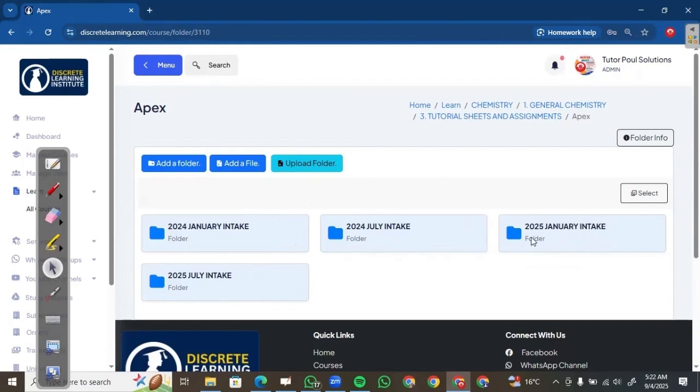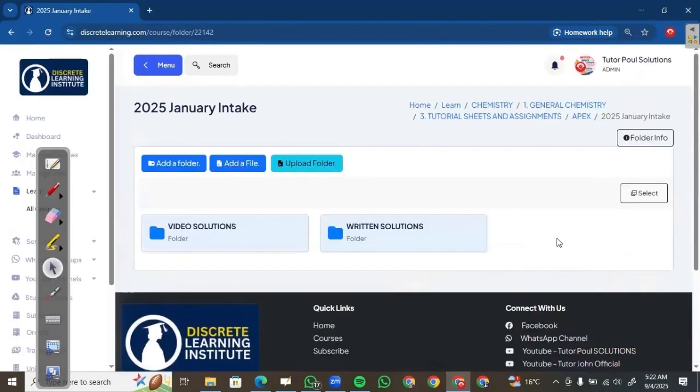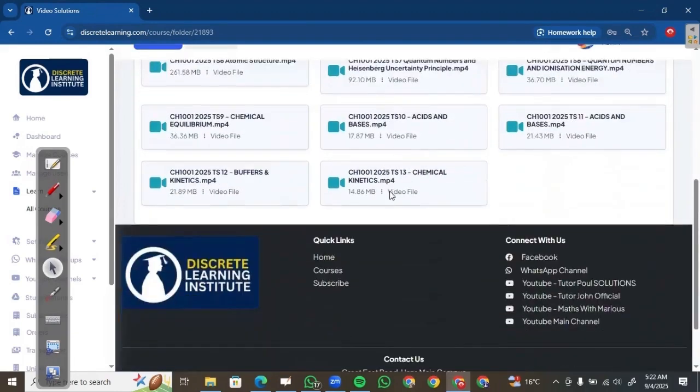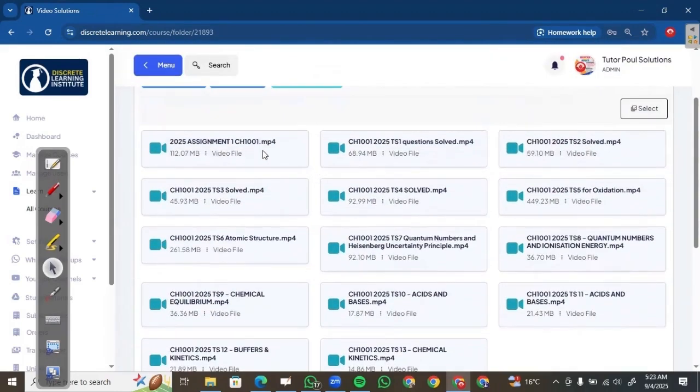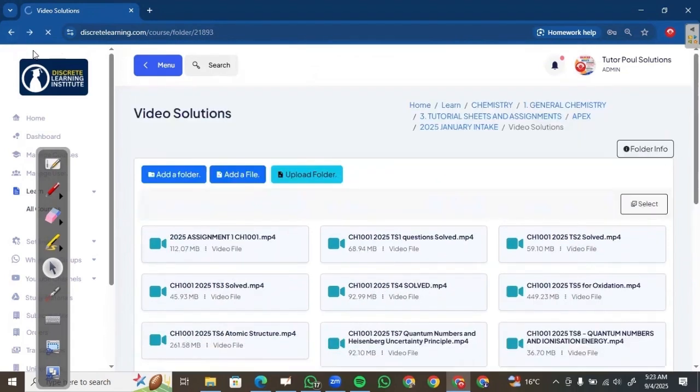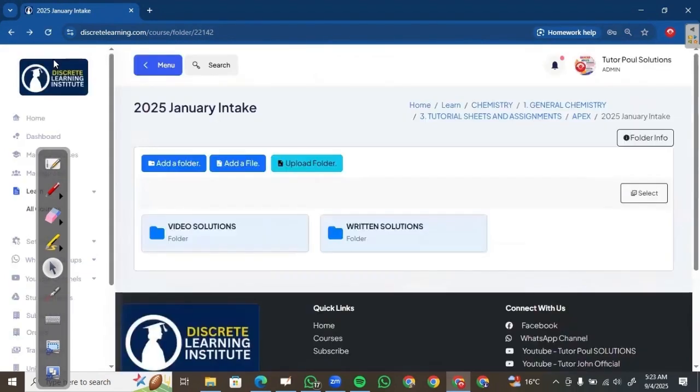You can go in this folder and learn. All the tutorial sheets are solved here, from tutorial sheet 1 all the way up to tutorial sheet 14 when you go to January 2025. If I open it and you go to the video solutions, we also have written solutions there. You can see all these videos all the way from tutorial sheet 1, assignment 1, assignment 2, all the way to tutorial sheet 13. So you can learn at your own time. It is a very good portal.